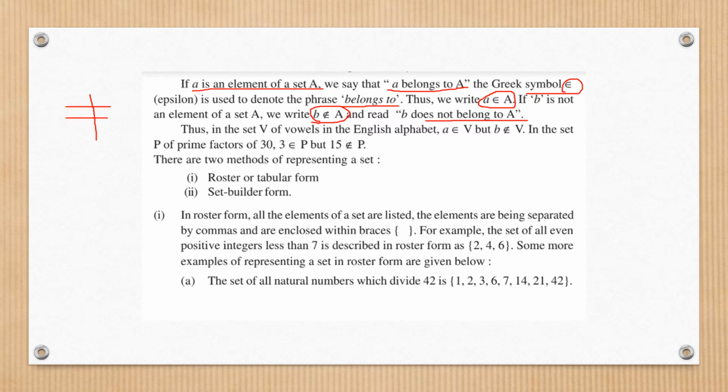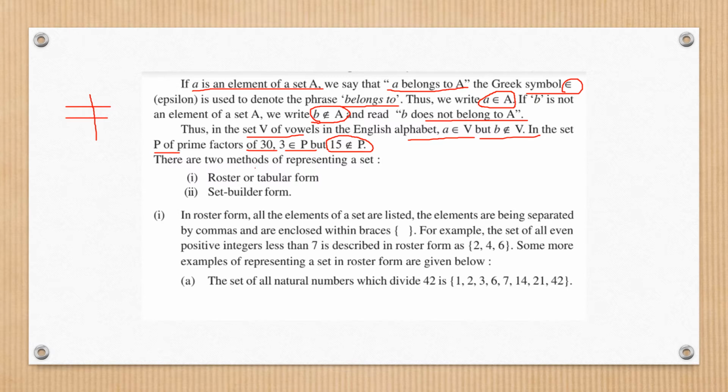Thus, in the set V of vowels in the English alphabet, a belongs to V, but b does not belong to V. Why? Because a is a vowel, b is not a vowel. And in the set P of prime numbers up to 30, 3 belongs to P, but 15 does not belong to P. Why? Because 15 is not a prime number, right?